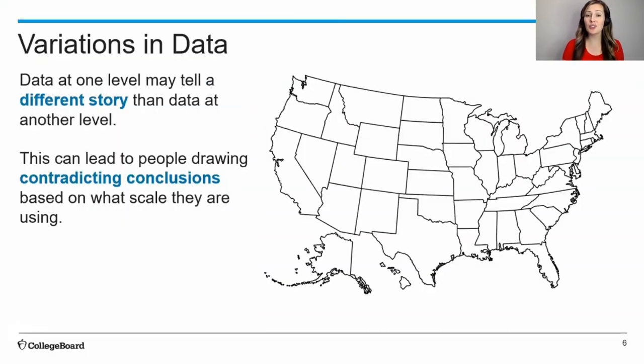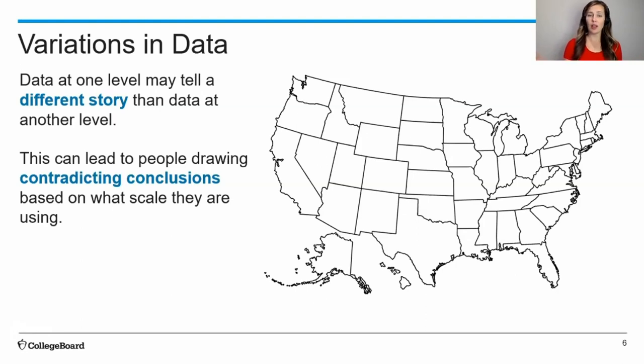Geographers are also interested in variations in data. So data at one level may tell a vastly different story than data at another level. This can lead to people drawing very contradictory conclusions based on what scale they're looking at.